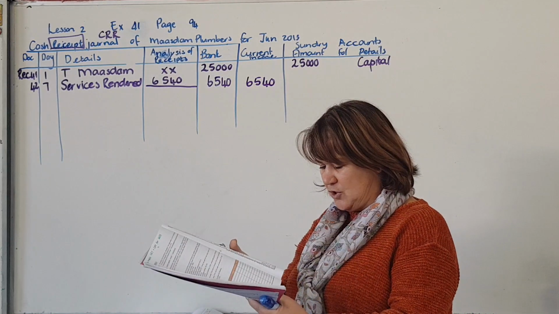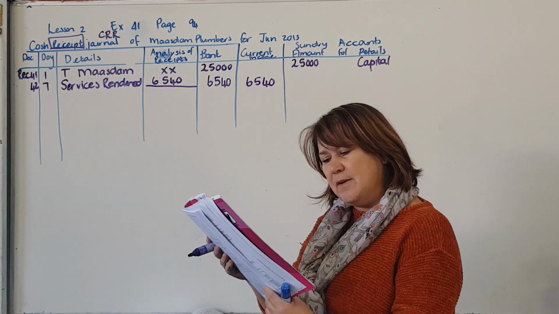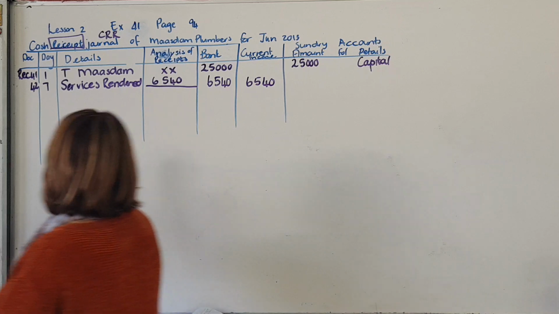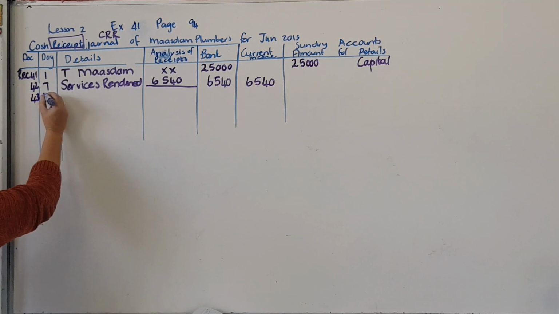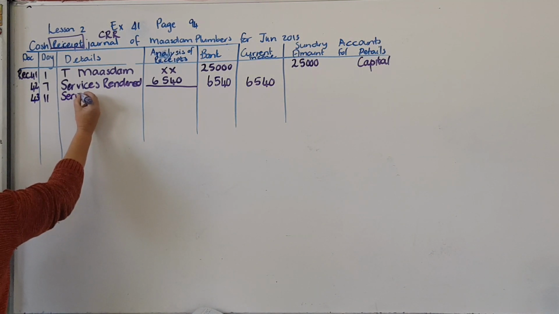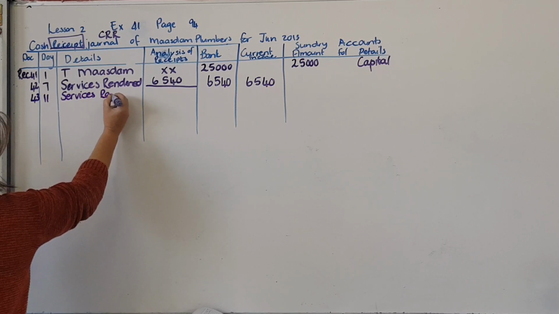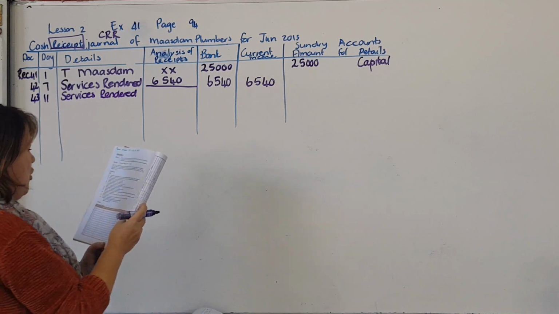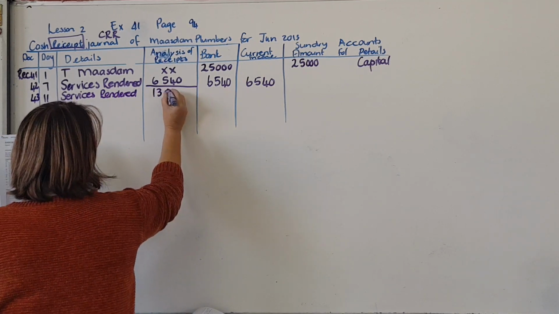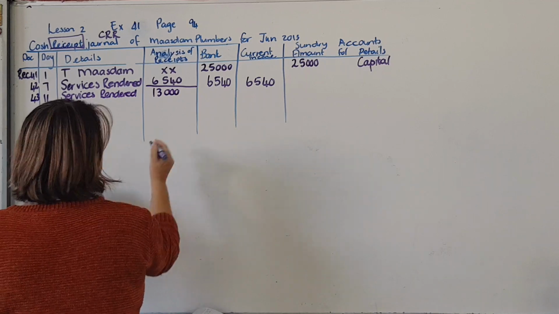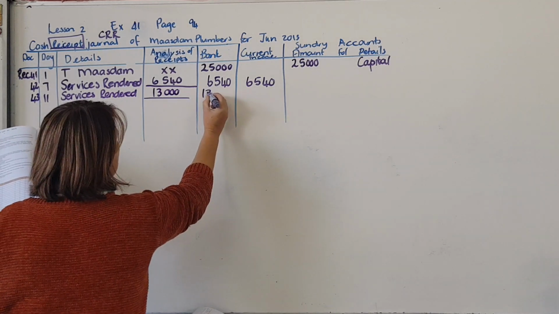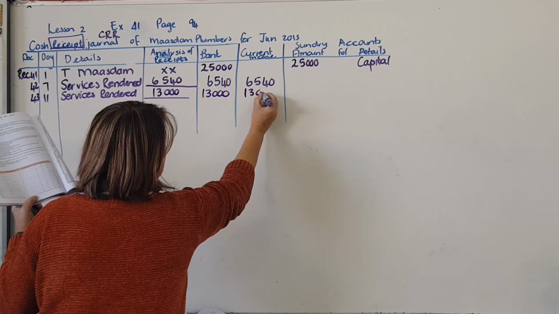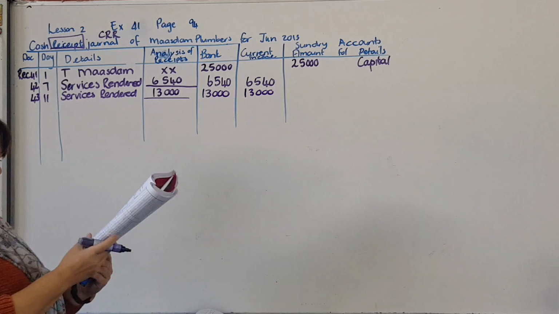Then my next transaction will be on the 11th. Receive 13,000 Rand from a client for service rendered. So it will be receipt 43 on the 11th. You can say again services rendered. The amount that you've received was 13,000 Rand. That was the only amount that I've received for that day. So what am I going to do? The next day I'm going to bank that amount, and service rendered is current income.